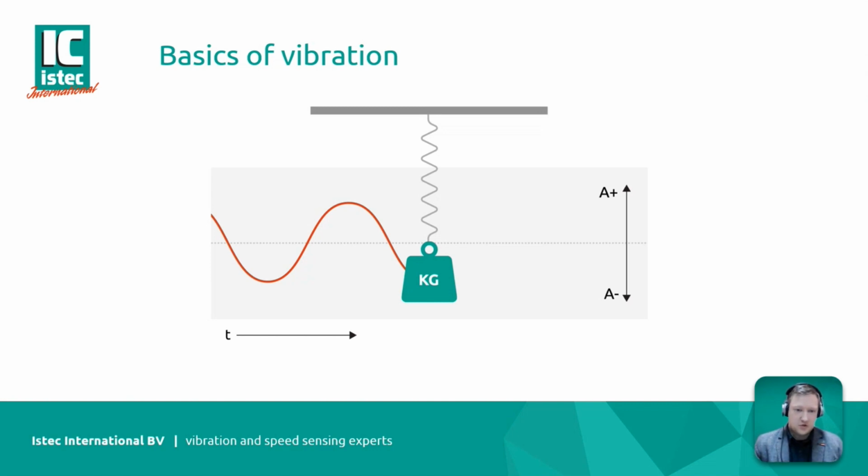What we can also see is that it needs a certain time to complete one cycle, and this is what we call the frequency. So vibrations have a direction, in this case a vertical direction. They have an amplitude, so how big is my vibration? And they have a frequency, so how often in one second does the wave go from top to bottom and back.